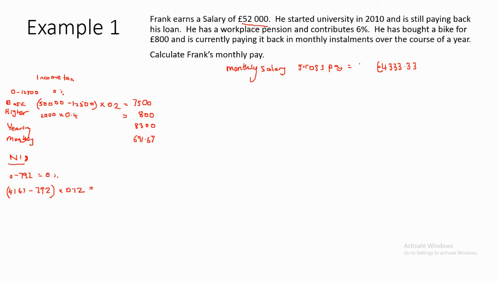Okay, from 792 up to 4167, you pay 12%. So it's 3,375 times 12% or 0.12 equals £405.